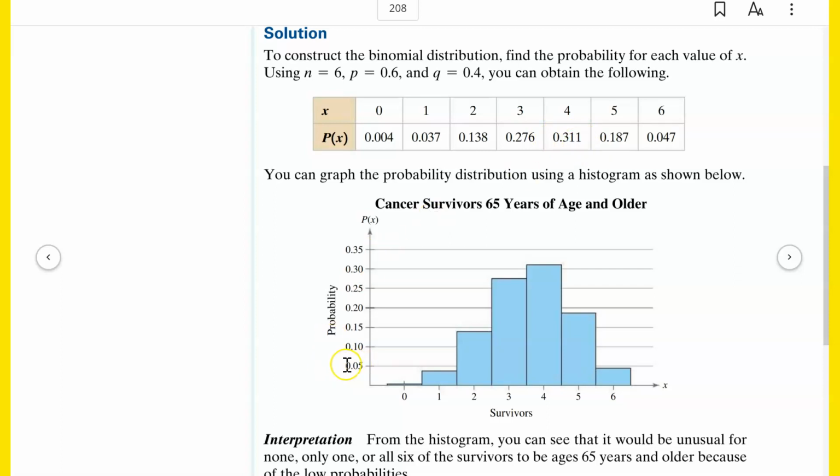So they did a pretty smart thing. They counted by 0.05: 0.05, 0.10, 0.15, 0.20, 0.25, 0.30, 0.35. So that was their top line because it didn't need to go any higher than that. The first one is 0.004. So for 0, it doesn't go very high at all, not even a fifth of the way to 0.05. The next one, 0.037, is just a little bit short of 0.05. The next one, 0.138, would be just a little bit short of 0.15, and so on and so forth until you've got all these bars graphed. And that is the graph of your binomial probability distribution.